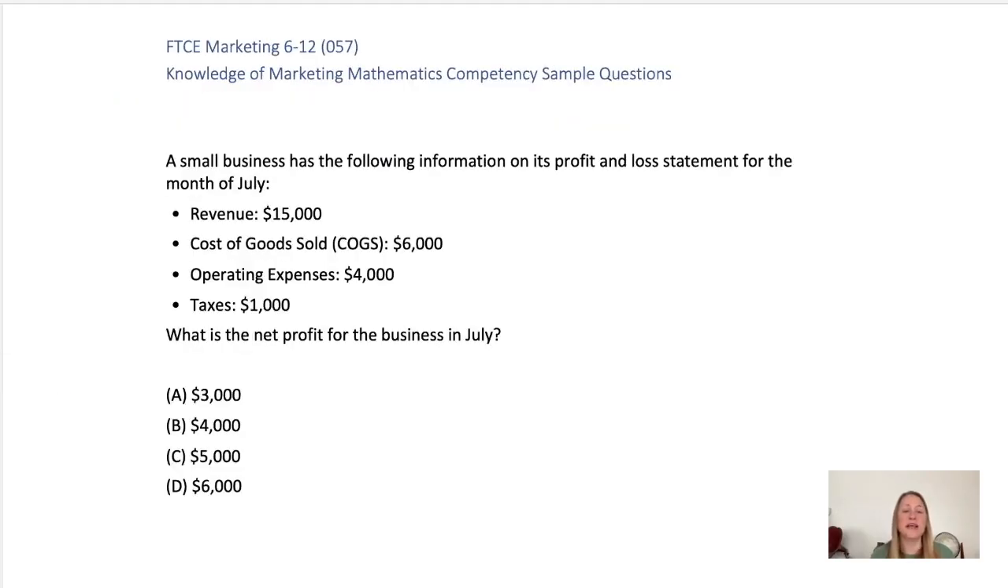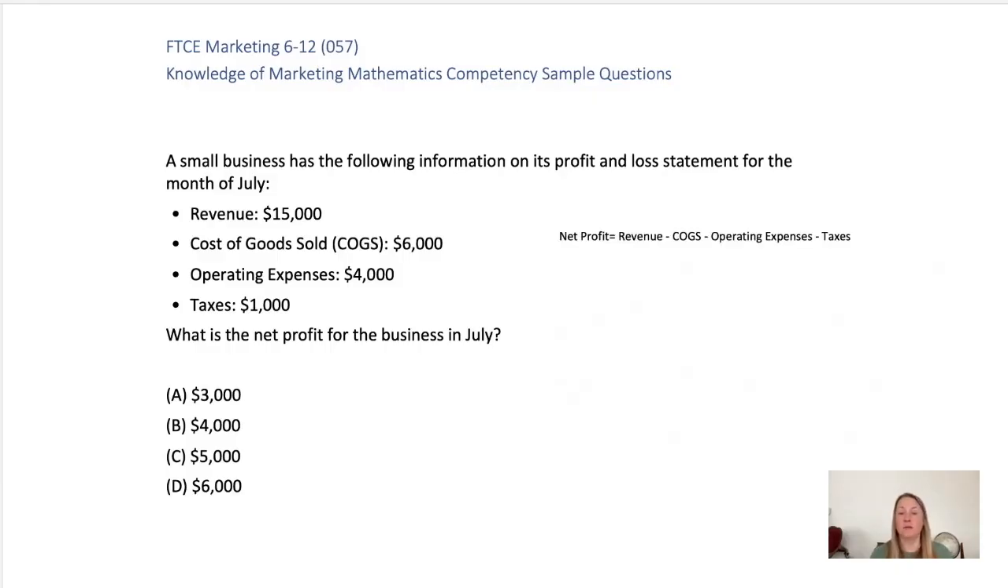A small business has the following information on its profit and loss statement for the month of July. Revenue is $15,000, cost of goods sold is $6,000, operating expenses is $4,000, and taxes $1,000. What is the net profit for the business in July? A, $3,000, B, $4,000, C, $5,000, or D, $6,000.